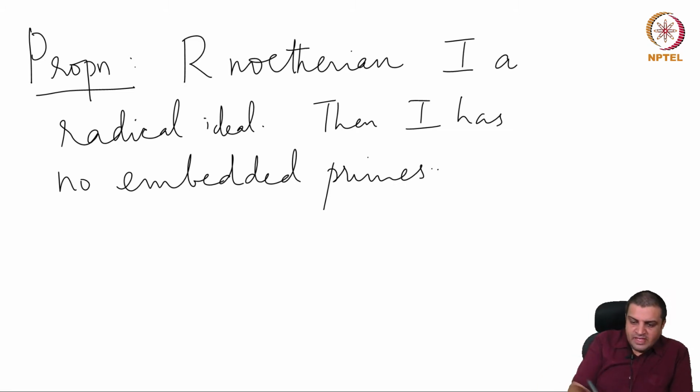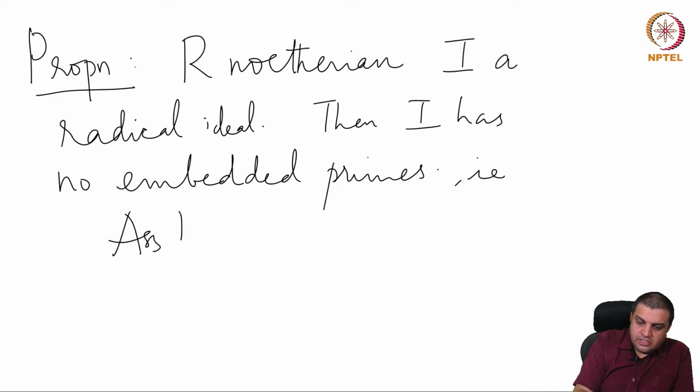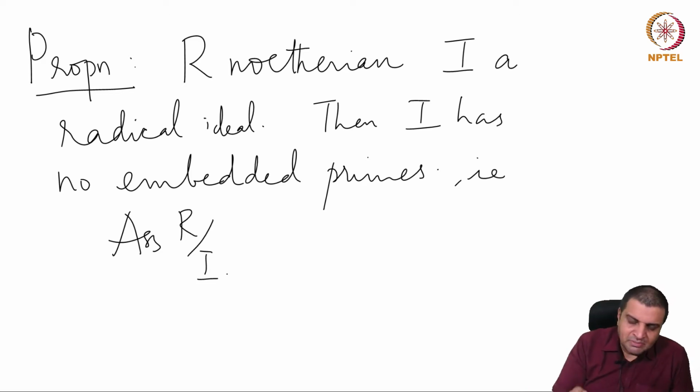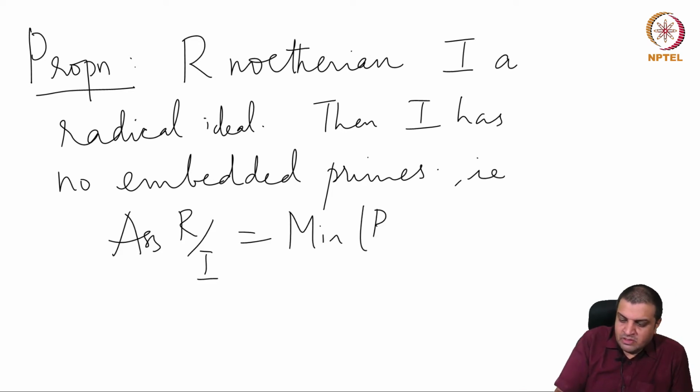That is, the associated primes of R mod I. Typically there is an often used abuse of terminology. When we say I has no embedded primes, what we really mean is R mod I has no embedded primes. So please keep this in mind. Here we really mean R mod I has no embedded primes. All of them are just the minimal associated primes.